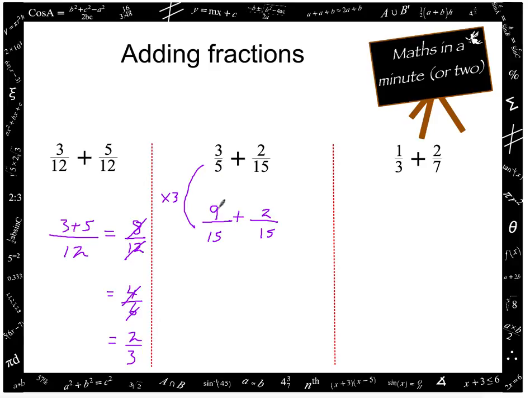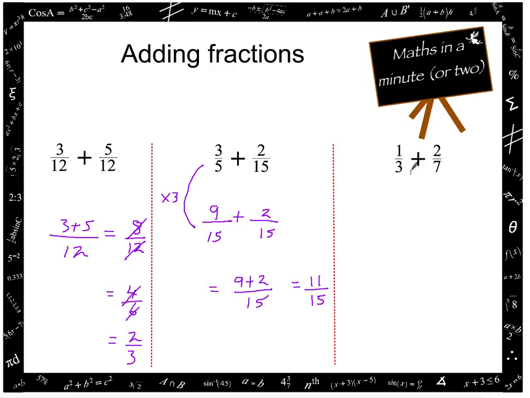As you can see, if you were to cancel down 9/15, you'd end up back at 3/5. So now we have a common denominator, we simply add the numerators. So we're going to do 9 plus 2, giving us 11/15. And that doesn't cancel down, so that's the end of that question.